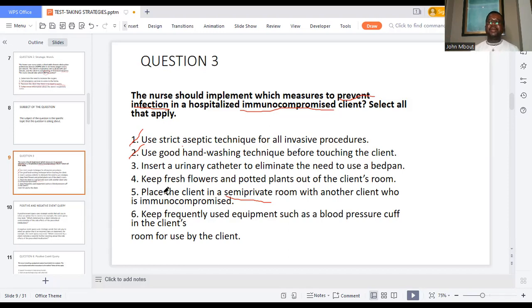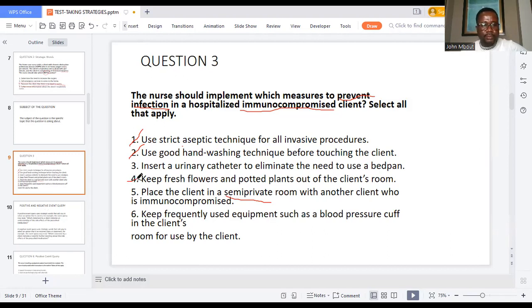Keep fresh flowers and potted plants out of the client's room. Did you know that? Yes, it's right. In this type of clients, you don't keep fresh flowers. Fresh flowers are bound to harbor microorganisms. You don't decorate the client's room with potted flowers and so on. No. This is strictly for this type of clients.